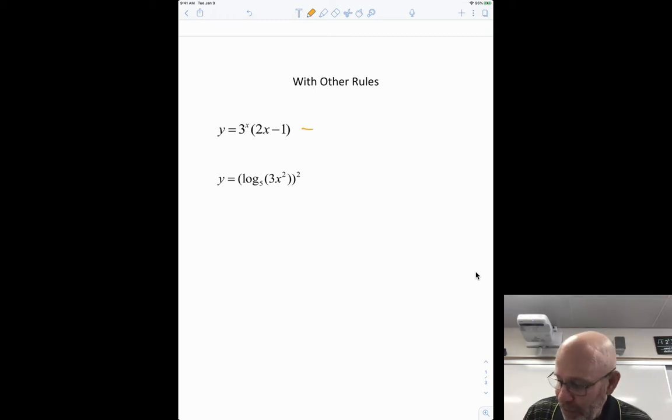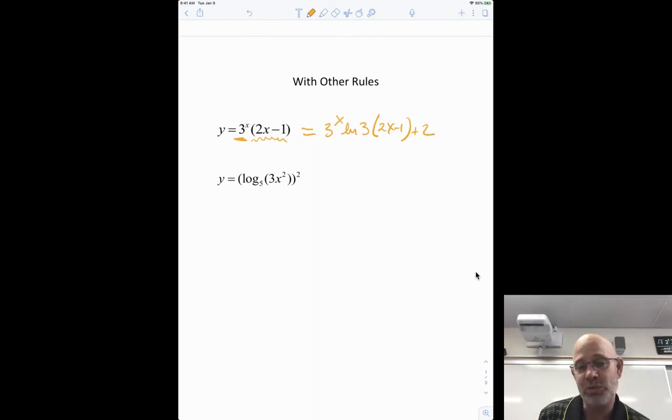So this one right here, I see a product, okay? It's 3 to the x times 2x minus 1. So we're going to do a product rule. It's the derivative of the first term, which is 3 to the x with that ln 3 there, times the second term, okay? Plus the derivative of the second term, which is 2, times the first term, which is 3 to the x. Pretty simple, straightforward product rule. We'll do a chain rule on the next one.